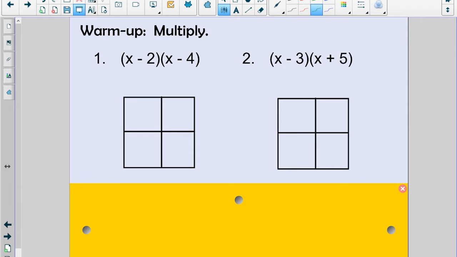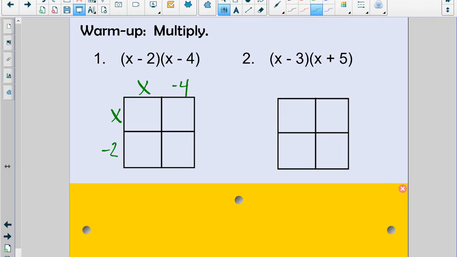model, because that's the way that we're going to factor trinomials today. We're going to use that exact same trinomial or area model process. So let's start with number one. We're going to take x minus 2 and multiply by x minus 4. So with our area model, we can take the x minus 2 and put it down the side, and we can take the x minus 4 and put it across the top.